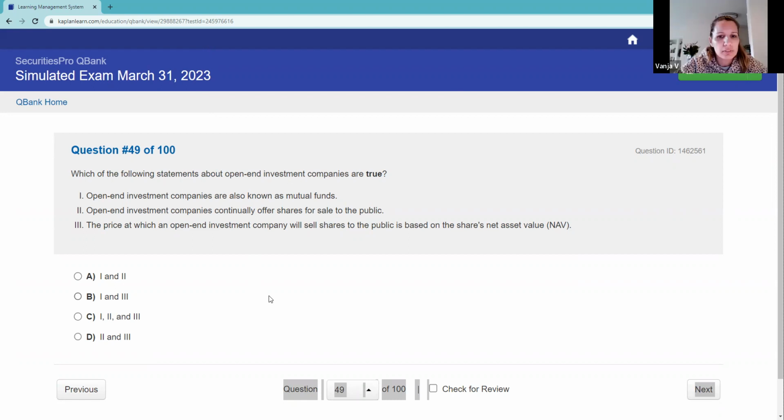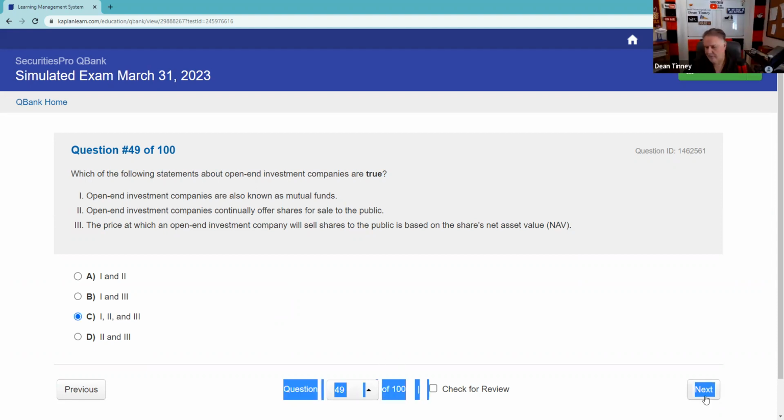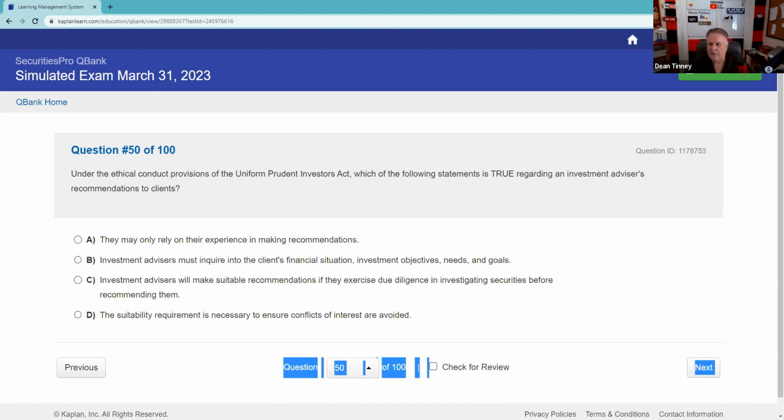The price at which the open-end will sell shares is probably based on the share's net asset value, but they could actually charge, like A shares, the front-end load and whatnot. But what does the statement start with? The price at which an open-end investment company will sell. Oh, this is will sell. Yeah, they do sell it based on NAV. So yeah, 1, 2, and 3. So C. Excellent, right? It's the NAV plus the sales charge. Always the next calculation, forward pricing.